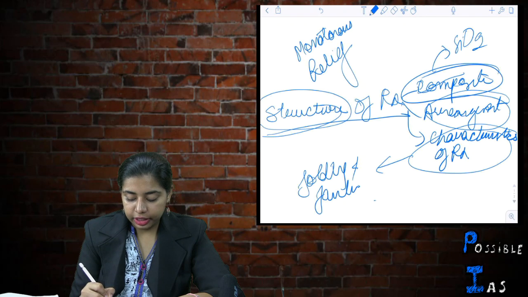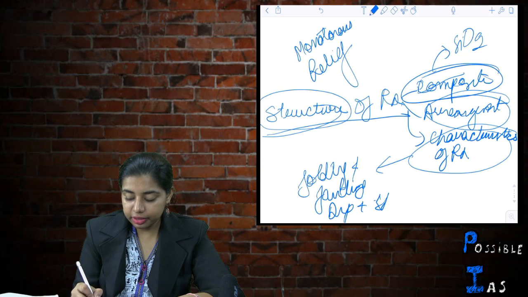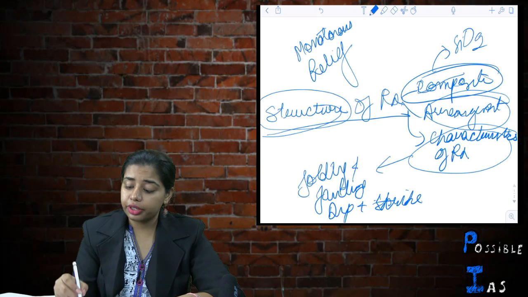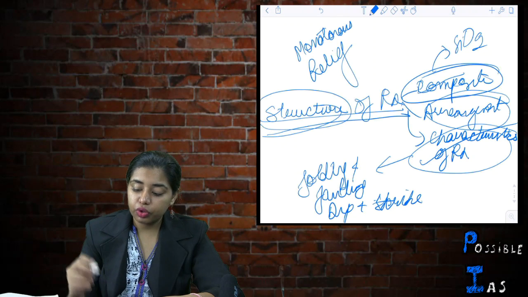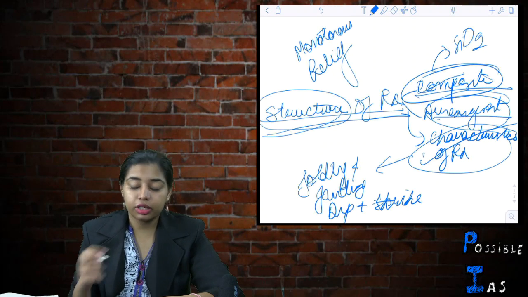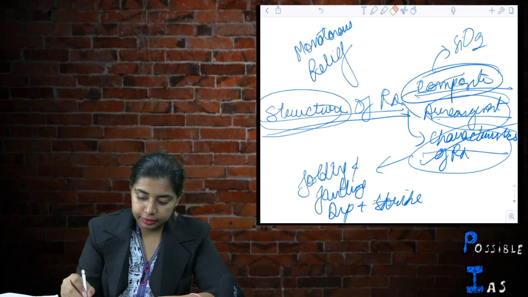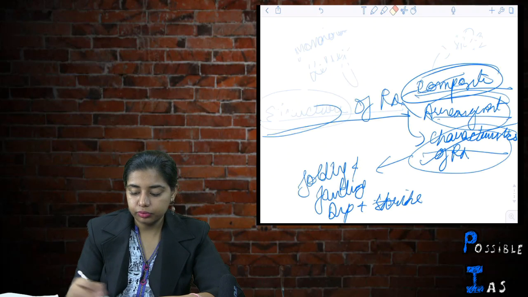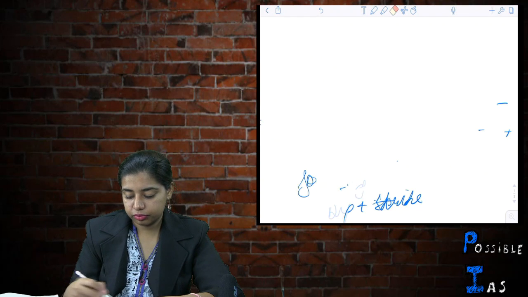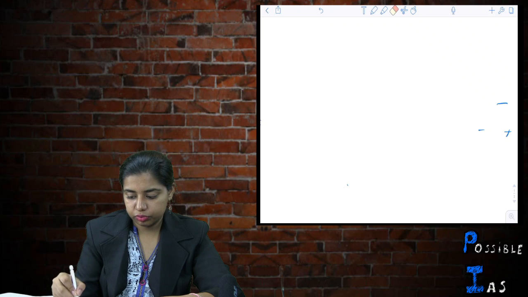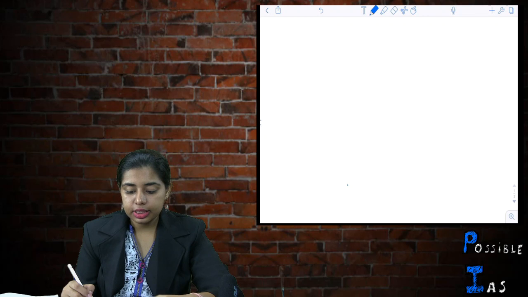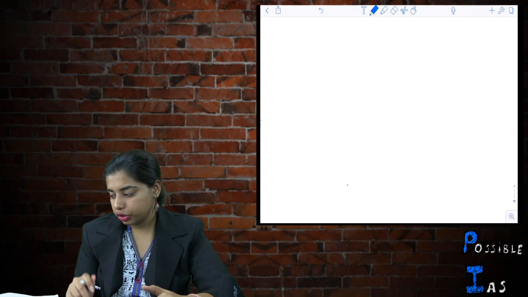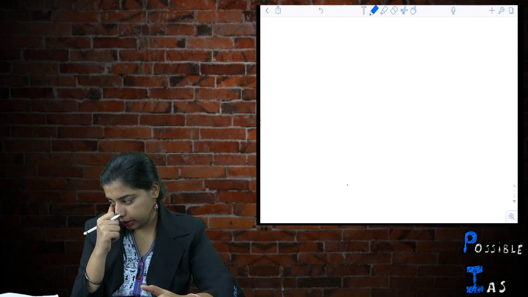Or like I told you in the previous lecture, what is dip and strike of the rock? What is the trend of the rock? Is it folded? Is it faulted? So these become the characteristics of the rock. So when we study the structure of a rock, we study its composition, arrangement and characteristics of the rock. Right? So this is covered under the definition of relief and structure.